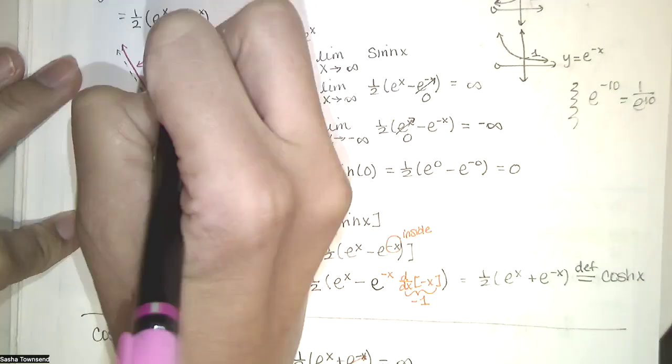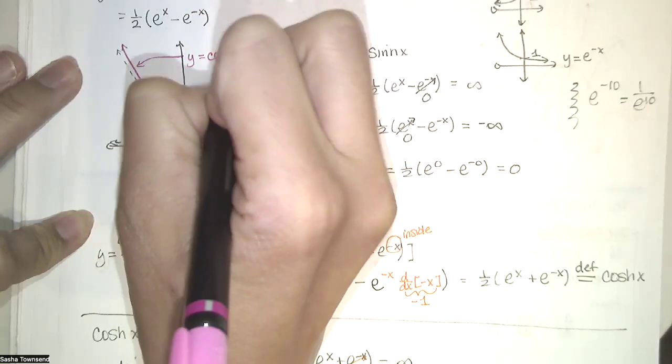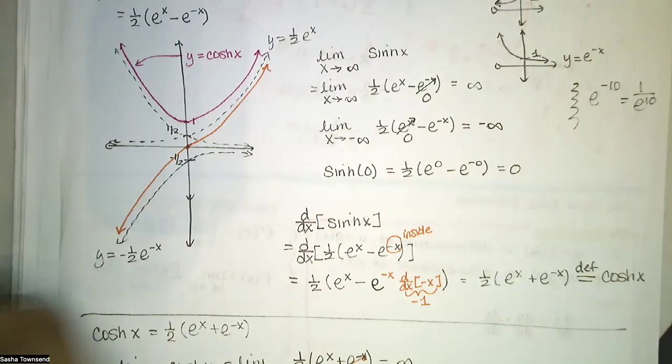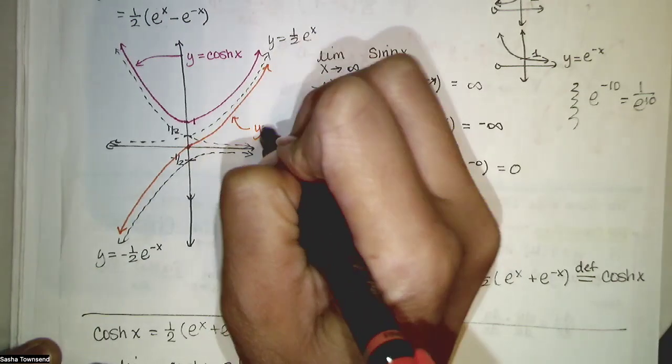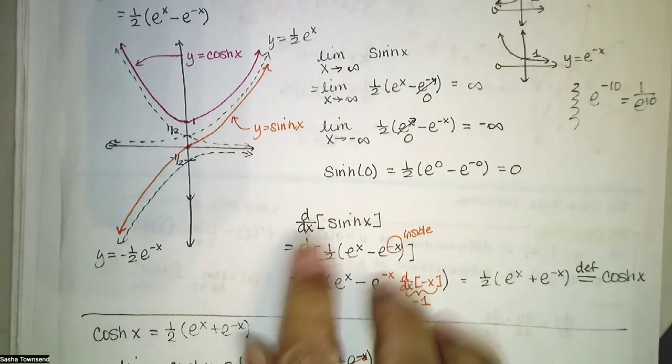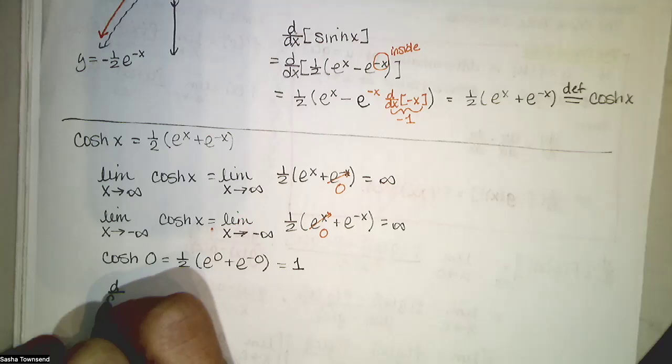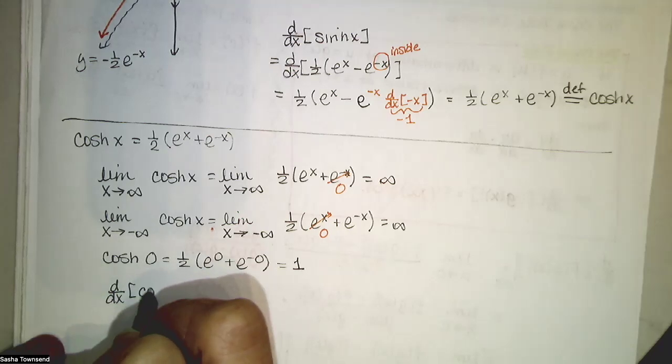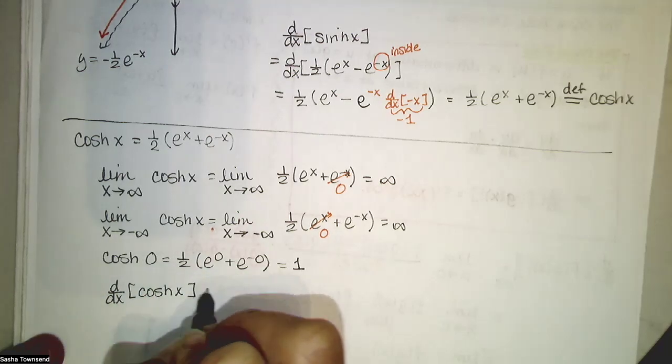So this one is y equals hyperbolic cosine of x. And this one is y equals hyperbolic sine of x. And the derivative of hyperbolic sine is hyperbolic cosine. Let's take the derivative of hyperbolic cosine, again just using the definition of hyperbolic cosine.